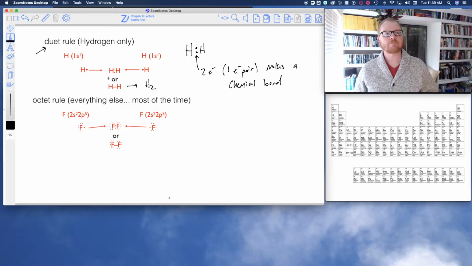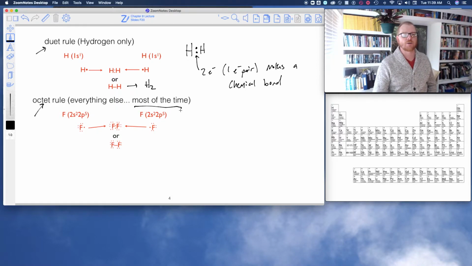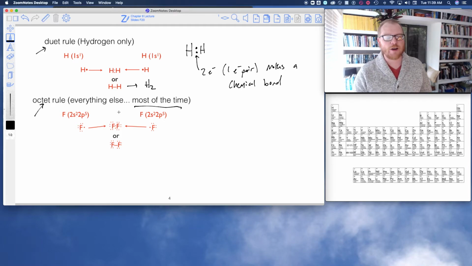All right, so now what about the octet rule? That's basically everything else. Most of the time, we're going to see exceptions to the octet rule. But if I look at fluorine, for example, we can see that fluorine has 7 valence electrons: 1, 2, 3, 4, 5, 6, 7. Remember, we skip over the d block. Each fluorine is 2s2, 2p5. That's its valence shell.